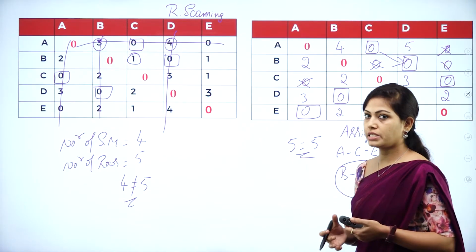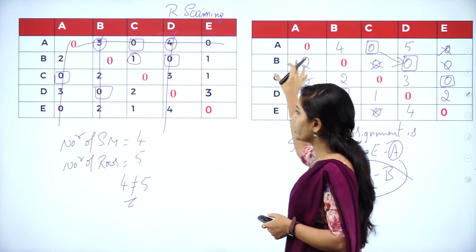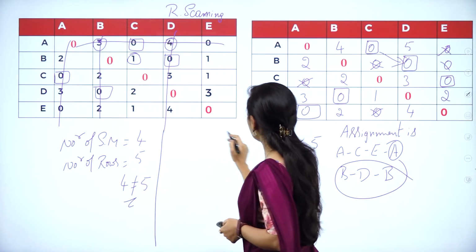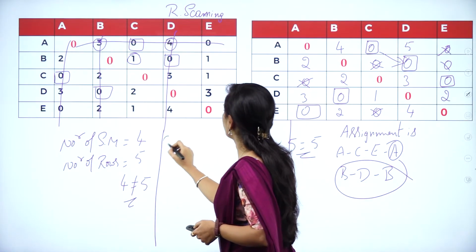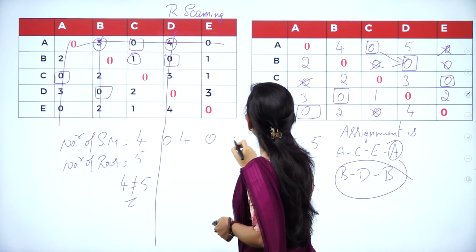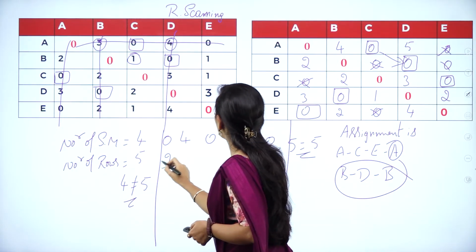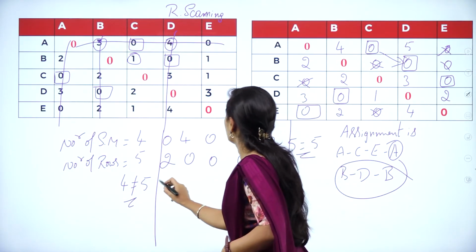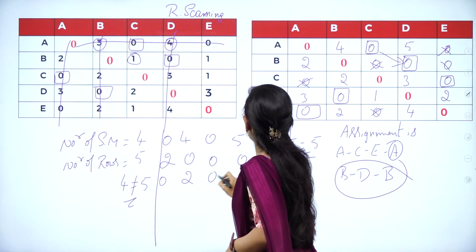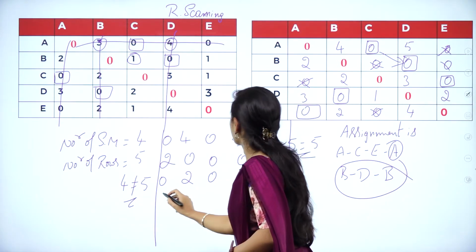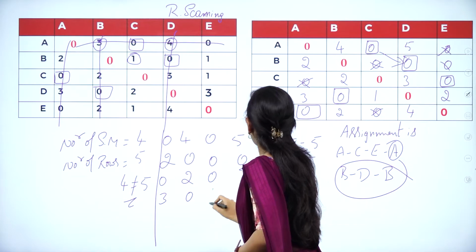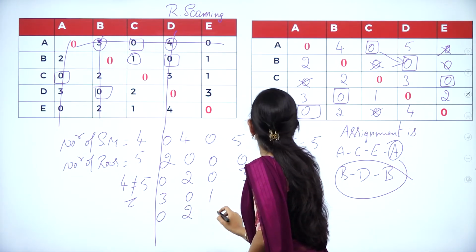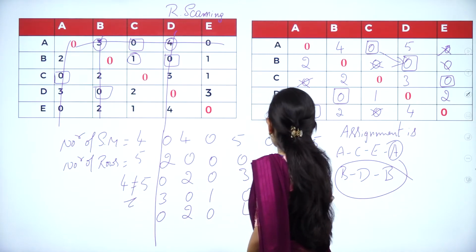So what is the next step? Here again I have to modify this assignment. So now I will modify the assignment. First, I will write the matrix values: 0, 4, 0, 5 and 0, 2, 0, 0, 0 and 0, 0, 2, 0, 3 and 0, 3, 0, 1, 0 and 2. Again, 0, 2, 0, 4 and 0.